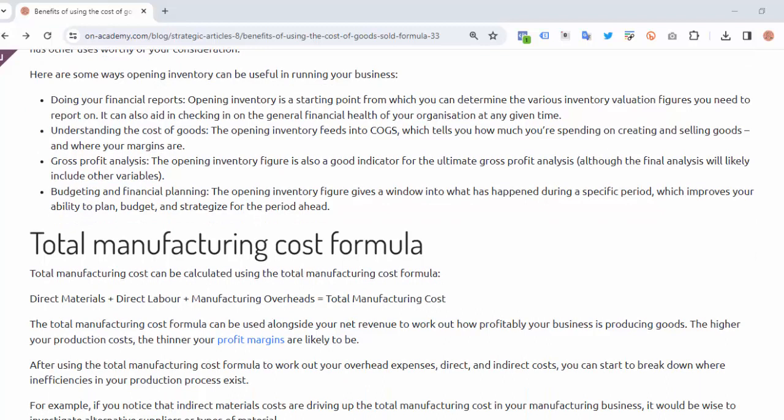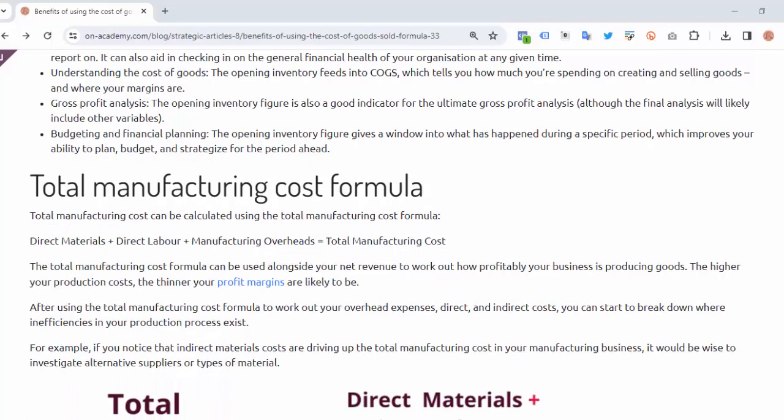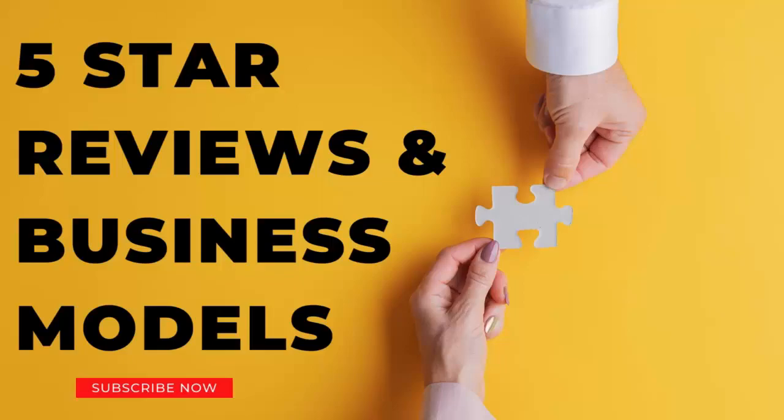How to calculate direct material costs? To calculate direct material costs in a manufacturing business, add your beginning direct materials to your direct materials purchased and subtract the ending direct materials for the period. The total direct material cost formula can be expressed as beginning direct materials plus direct materials purchased minus ending direct materials equals total direct material costs. For example, a coffee roaster has $2,500 worth of coffee beans at the beginning of the period, purchased an additional $4,000.